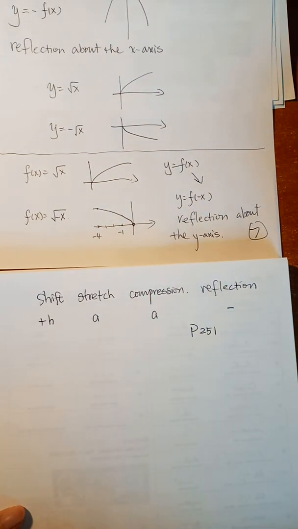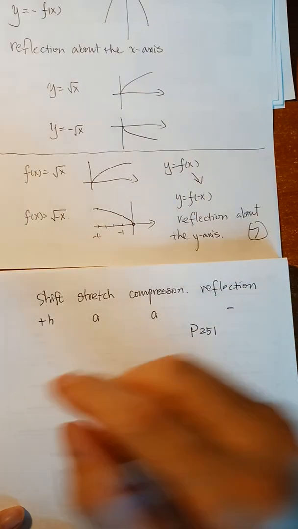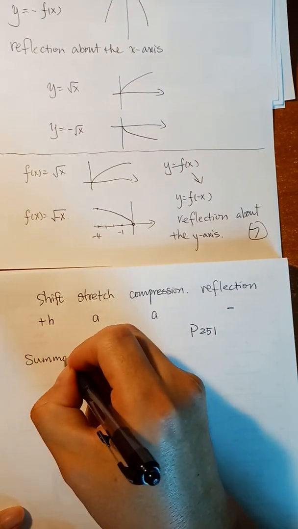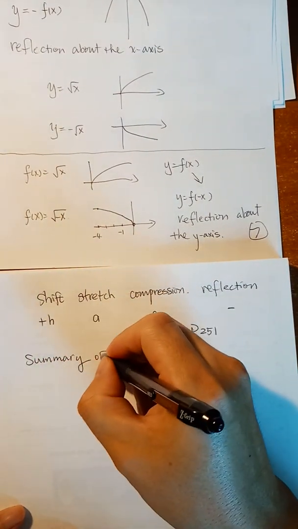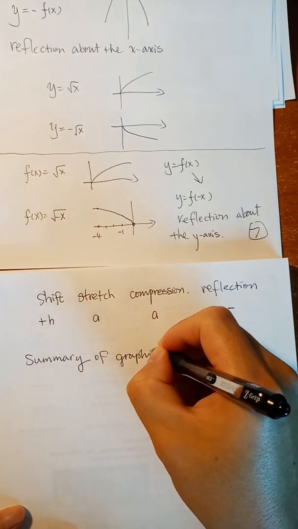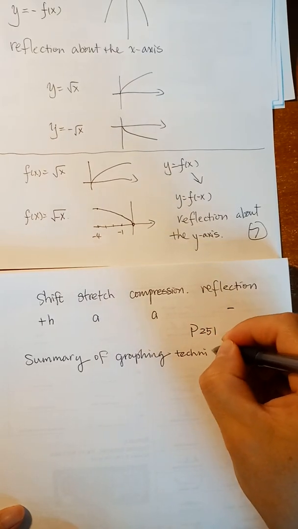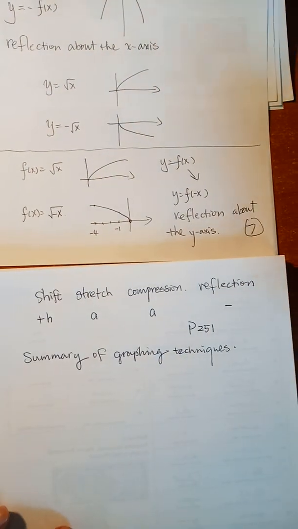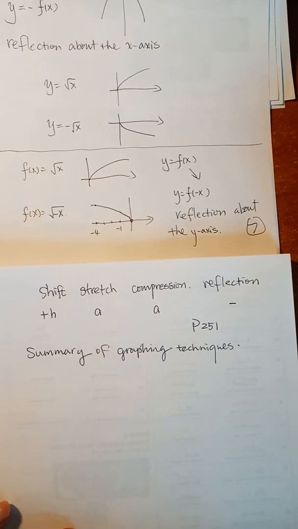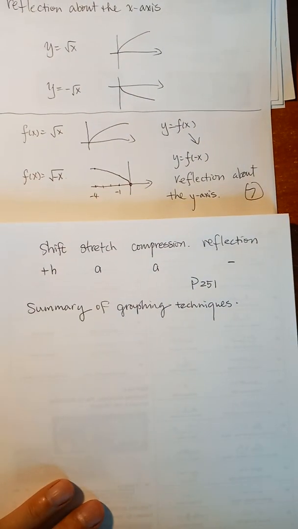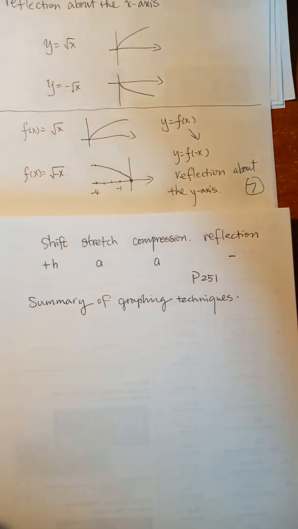What is the name of it? It's called the summary of graphing technique. So you have to be prepared for this table. This table is very, very important. Okay, so for the next example, we are going to combine those techniques and get the graph of certain complex functions.